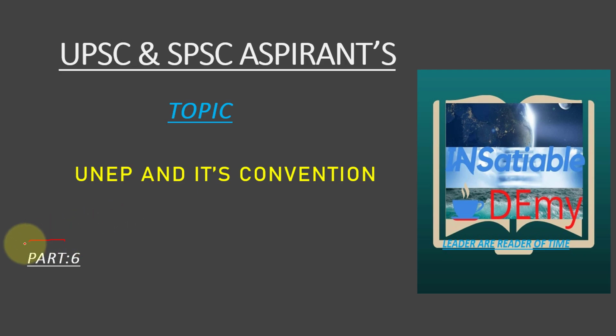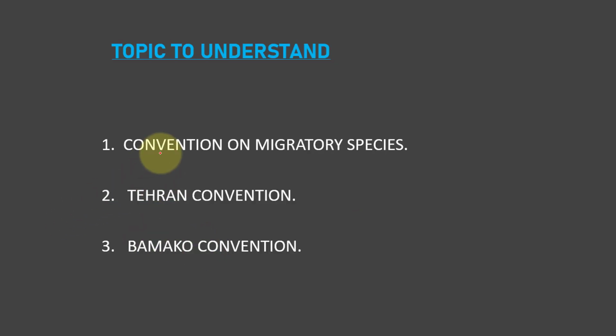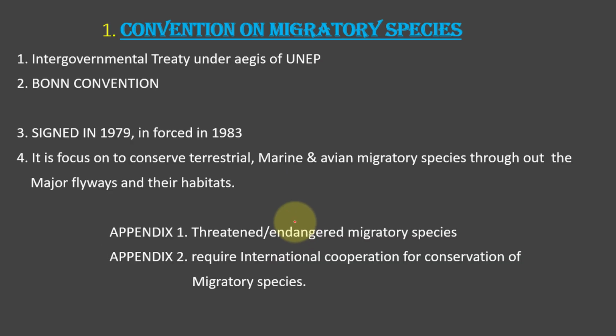This is part 6, and in the previous part I had already explained about UNEP and its conventions. In this video, I am going to explain a few topics like the Convention on Migratory Species, the Tehran Convention, and also what the Bamako Convention is. So friend, without wasting our time, let's start.